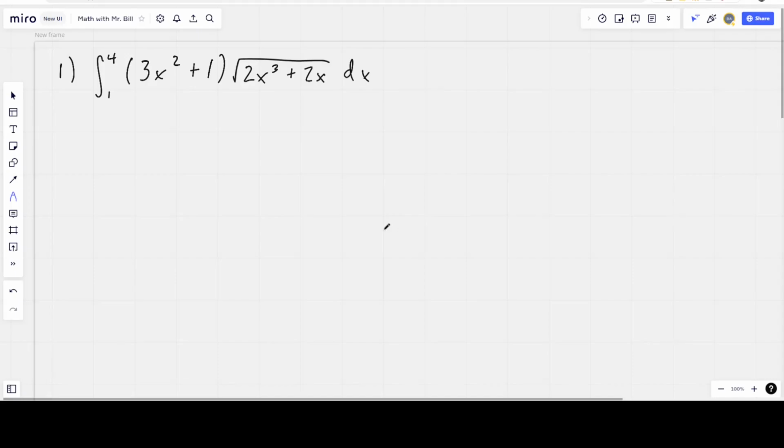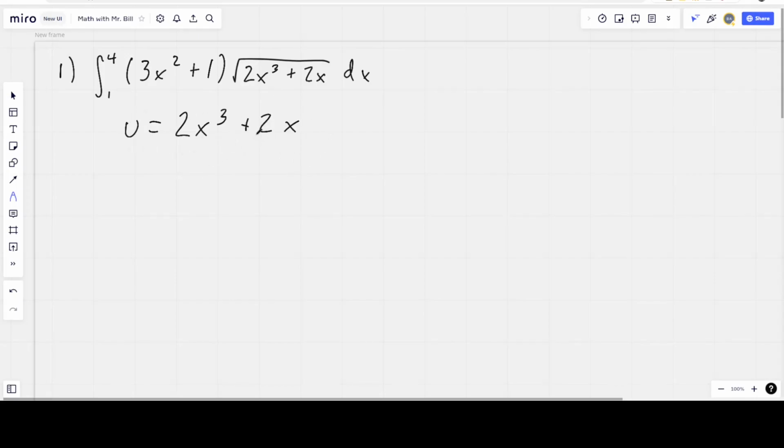But the first thing I notice here when I look at this integral is that outside I have this 3x squared plus 1. And on the inside of the radical I have an expression that is one power higher in both terms than the one on the outside. So that tells me that the radicand, what's underneath the radical, should probably be what I'm going to use in my u substitution. Let's see if this works.